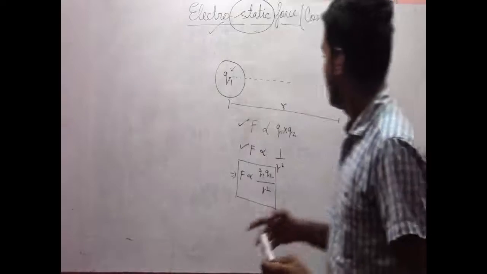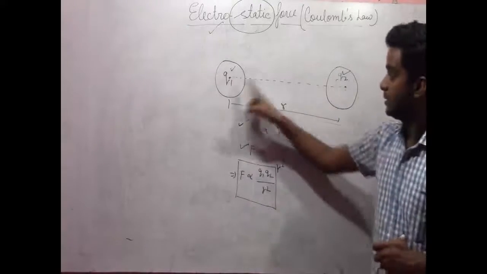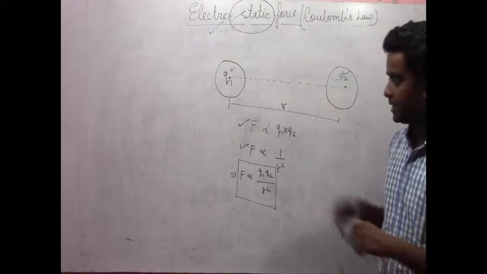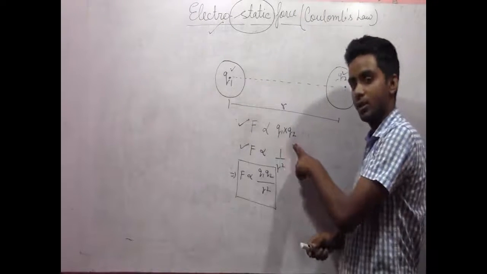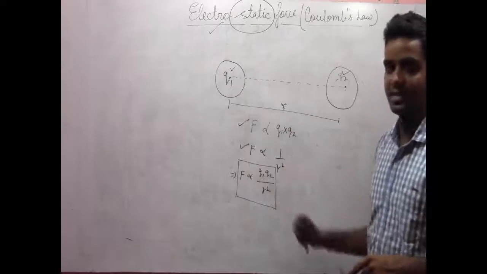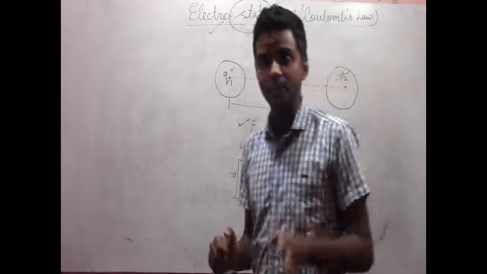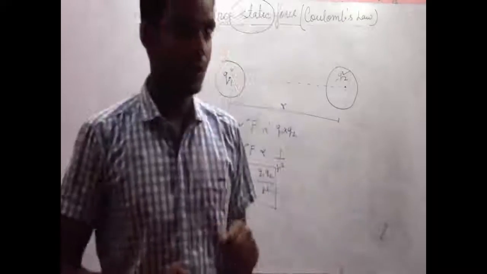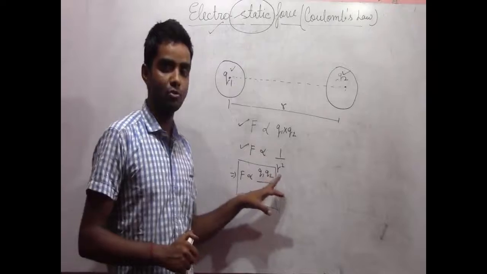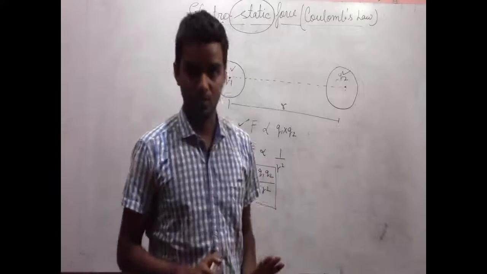I repeat that the electrostatic force between the charges is directly proportional to the multiplication of the charges and inversely proportional to the square of the distance. This is your electrostatic force. Now I have combined it, so this has become F is directly proportional to Q1 Q2 by R square.